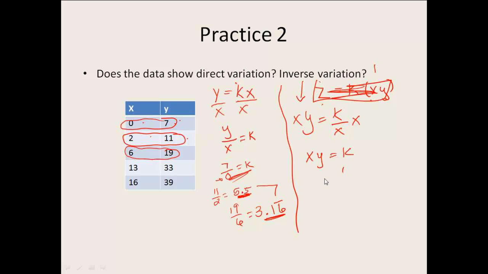Well, my first one, 0 times 7, gives me a 0 for my k. My second, 2 times 11, gives me a 22 for a k. You can check your third if you want, just to double check your math. 6 times the 19 is 114. So our k is not turning out constant at all, so it's not inverse variation. So for this particular one, we have neither again.